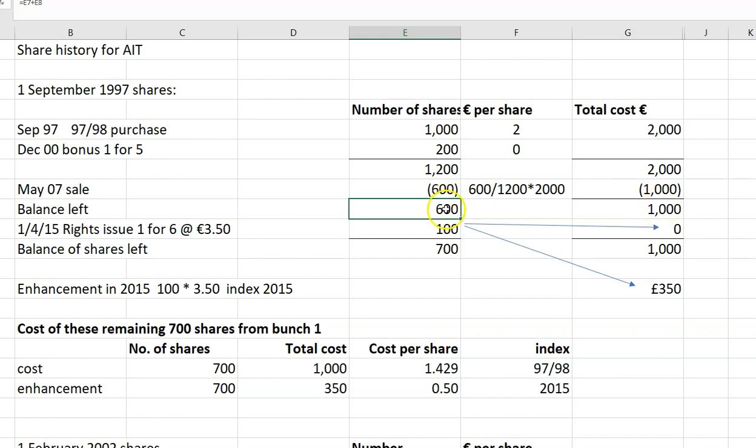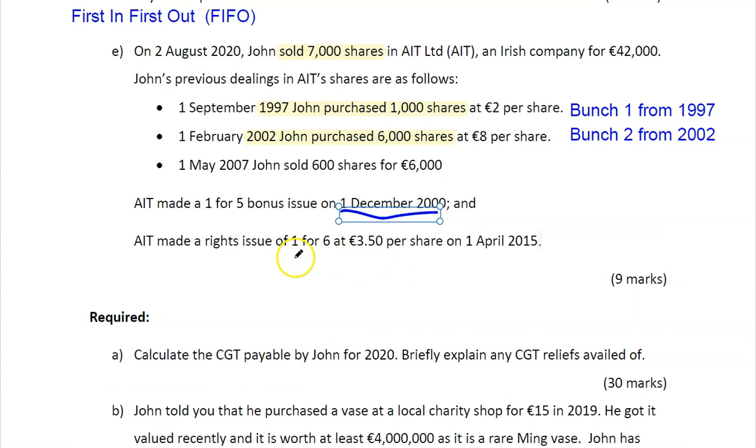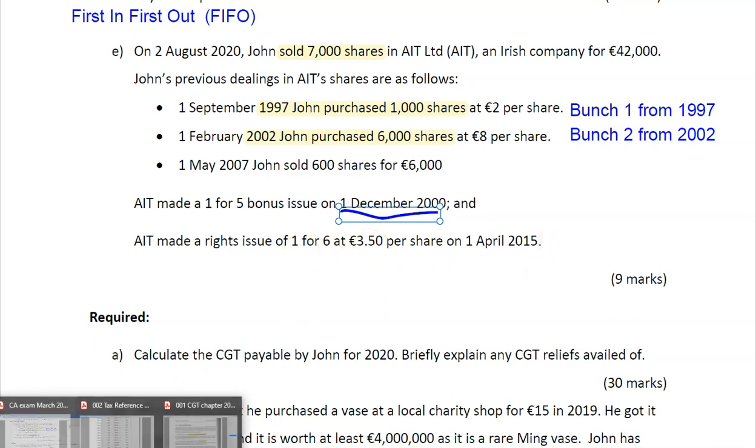So we have 600 shares left and 1,000, and then the rights issue comes in. 1 for 6 at 350, and there's the question there. 1 for 6 at 350. So for every 6 shares we own in 2015, we're getting 1 share, and it's going to cost us 350.